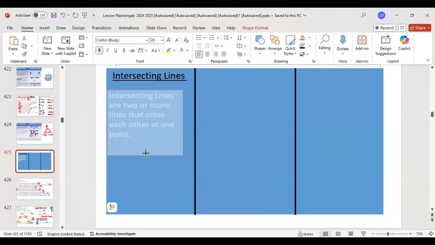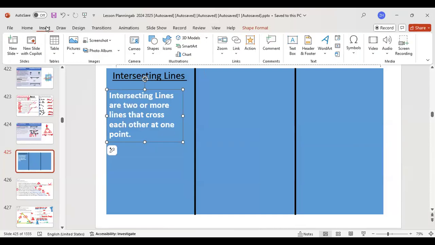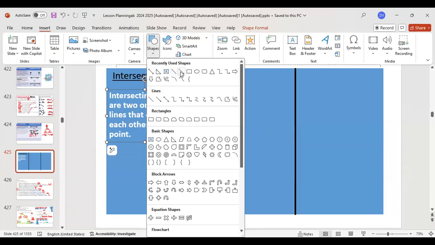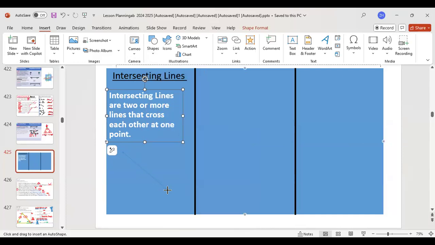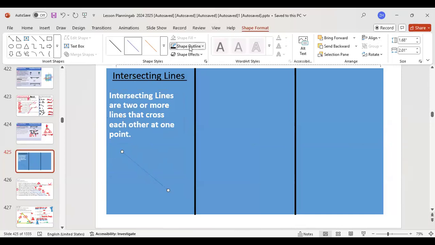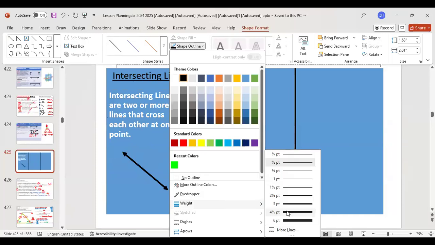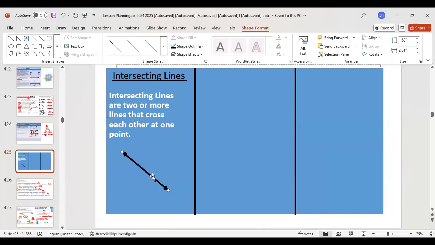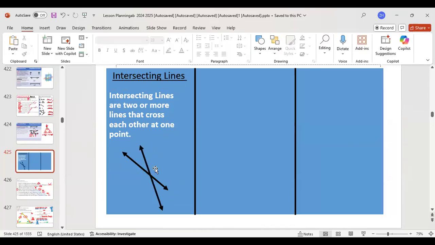For example, once the two lines meet, and it doesn't only have to be two lines, it could be more than two lines, right? Once they meet at some point, it's intersecting lines. As you can see, these lines cross in some way, so it's intersecting.